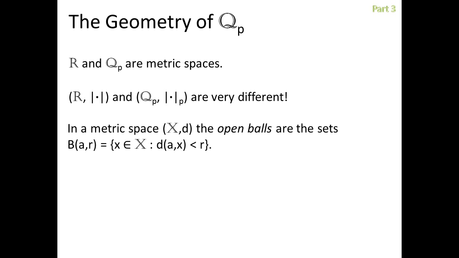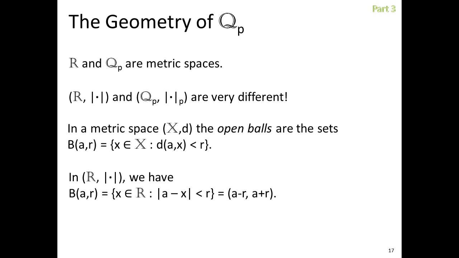Now I have one last definition for everyone. In a metric space, the open balls are the sets that look like this. The ball, center a, radius r, is all the points that have distance less than r away from a. So this distance, of course, depends on the metric. That is what the metric is. So in R, we have that the ball center a radius r is all the real numbers x such that the distance from a is less than r, which is just these open intervals.